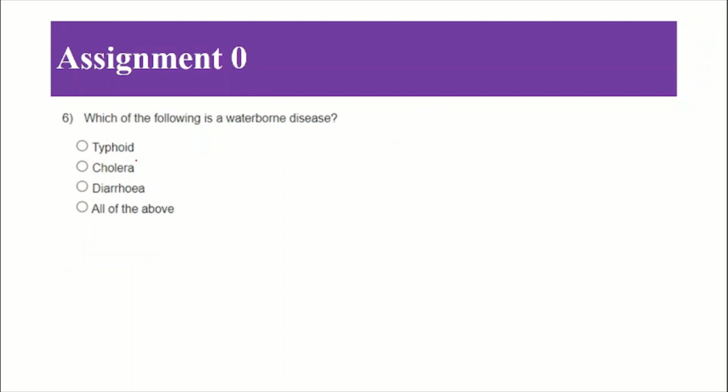Next question is, which of the following is a waterborne disease? So here we see that typhoid, we know that it's a waterborne disease. Same goes for cholera, and diarrhea is basically the symptom of these two. So we can say that diarrhea or dysentery is also caused by waterborne diseases. So here the answer is all of the above.